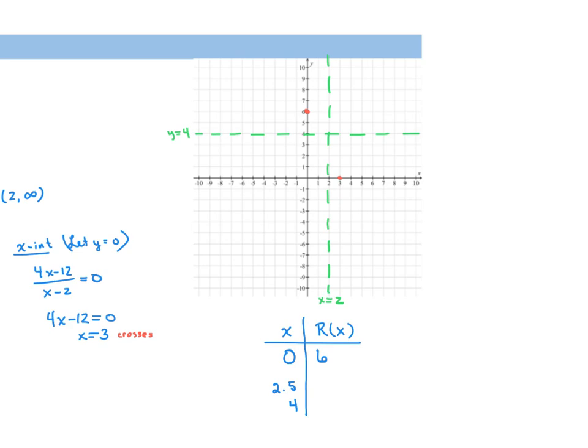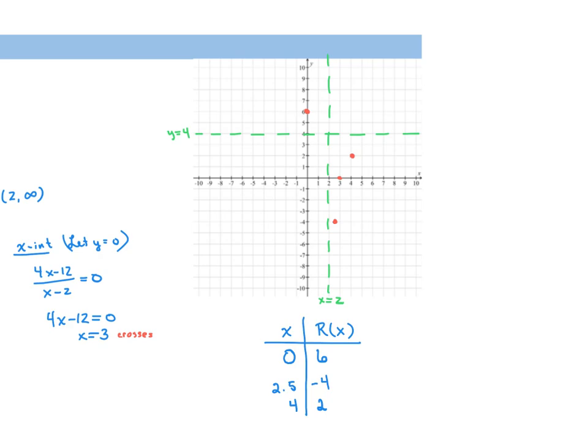So if we substitute 2.5 in, what do we get for r of x? And then what do we get for y if x is 4? Go ahead and plug those in and see what happens. So if x is 2.5, we get negative 4. If we put in 4, we get 2. So let's plot those. 2.5, negative 4. Let me change the color on that. And then 4, 2.